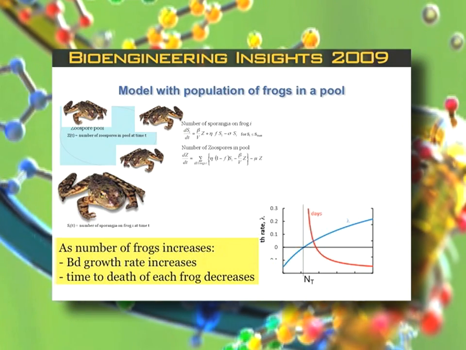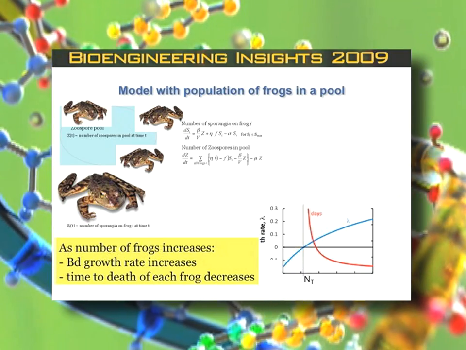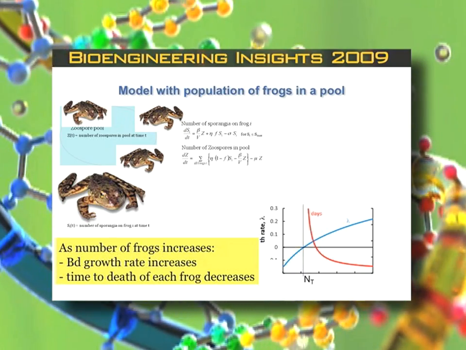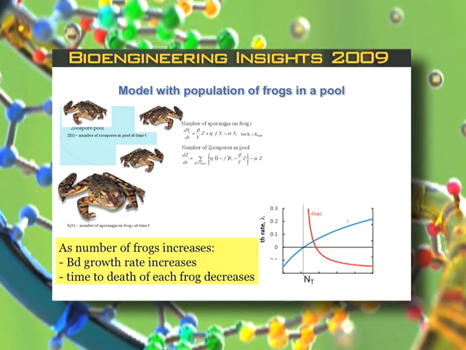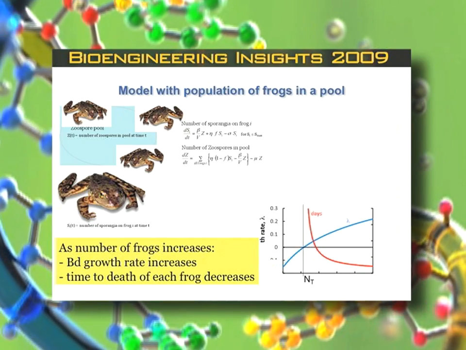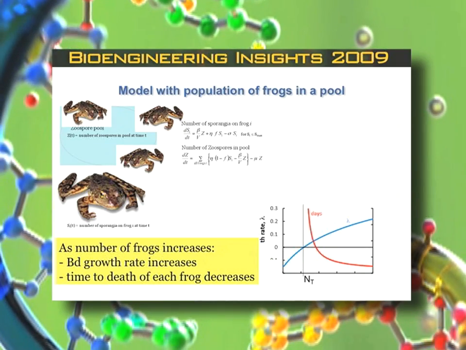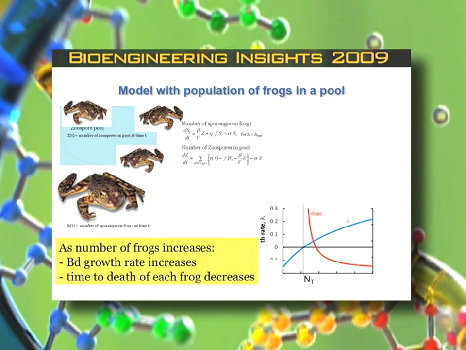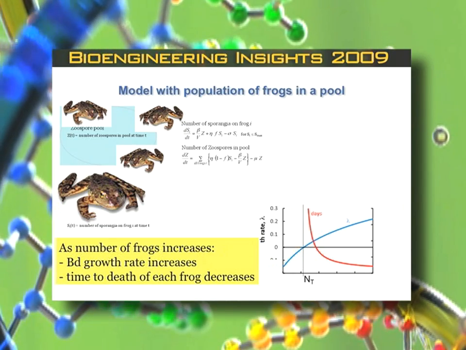This is showing number of frogs and BD growth rate, and I've chosen a set of parameters where on a single frog, the BD growth rate is negative. Above some threshold number of frogs in the population, it goes positive, and the fungus can grow. Above that threshold, the days to reach the maximum number of zoospores decreases. So at high densities of frogs, individuals are going to die faster of this disease.